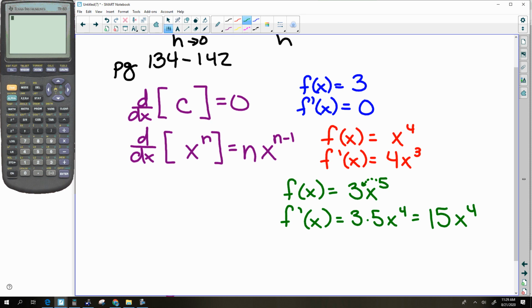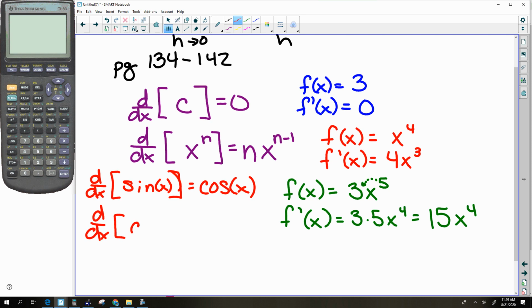As I said, you can add and subtract. You cannot multiply and divide. Again, those will be coming later. The derivative of sine is cosine. The derivative of cosine is negative sine. So if you ever take a derivative of something that starts with a c, the answer is almost always negative.